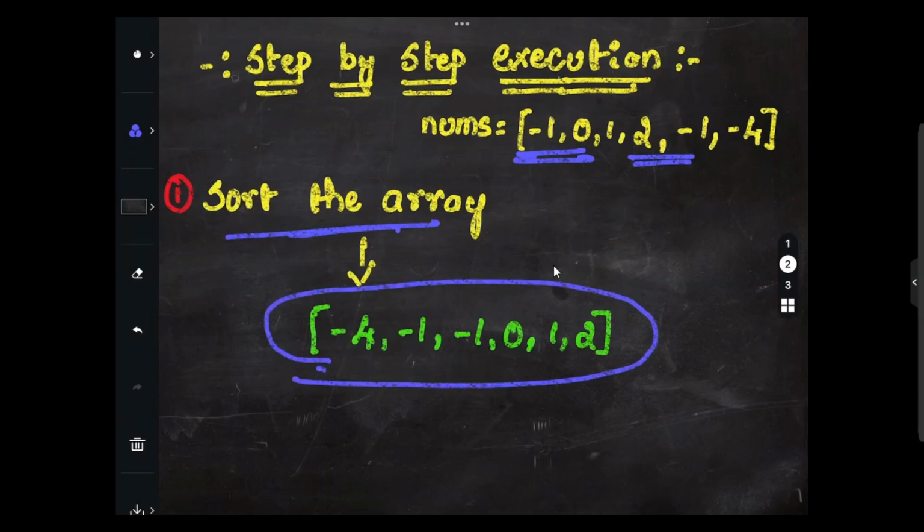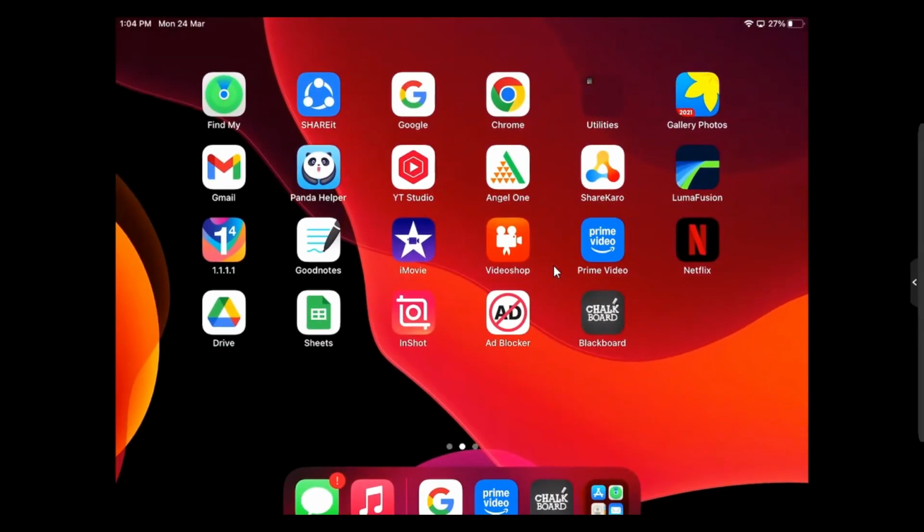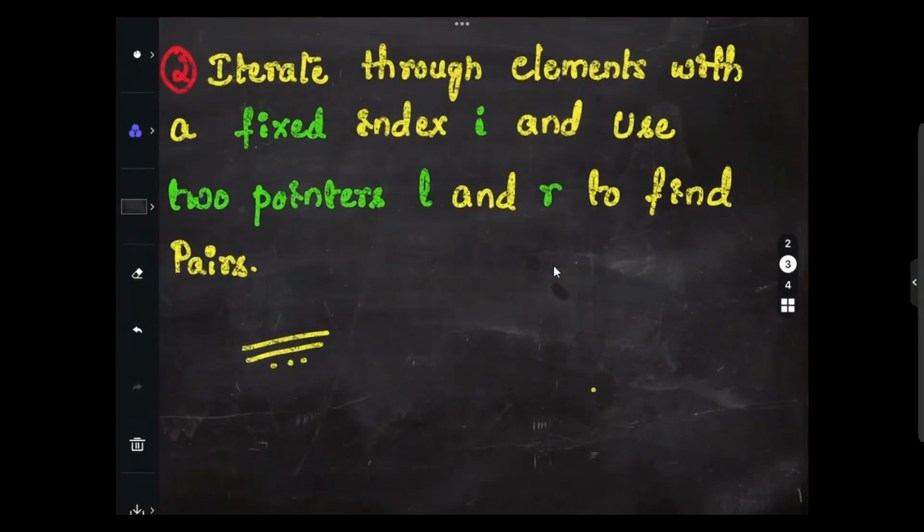When we are sorting this one in the ascending order, minus 4 comes first, minus 1 second, this one minus 1 comes third, fourth one is 0, fifth one is 1 and then 2. This is the array after sorting, right, in the ascending order. This is fine. So the next step here is, sorry, just give me a second here.